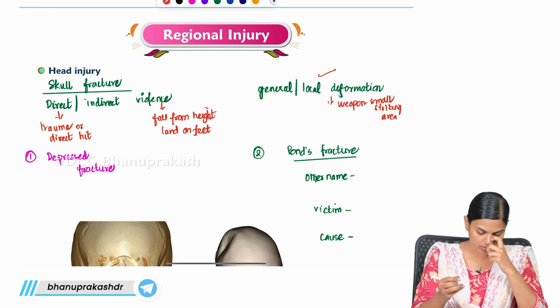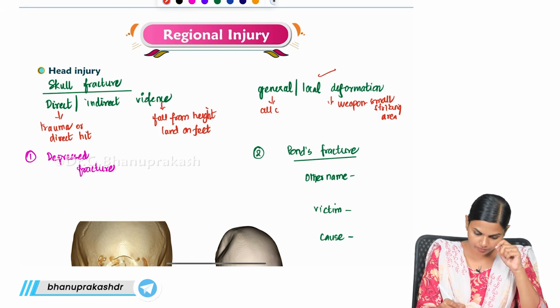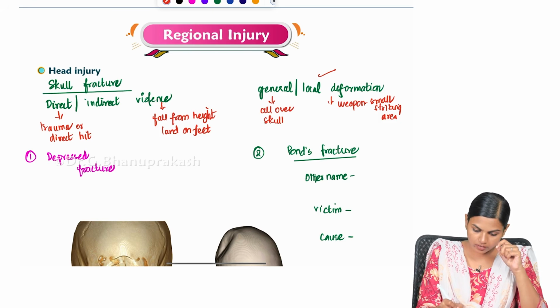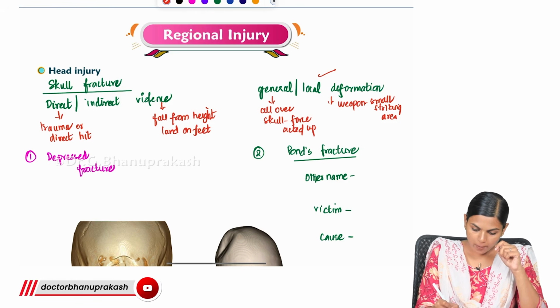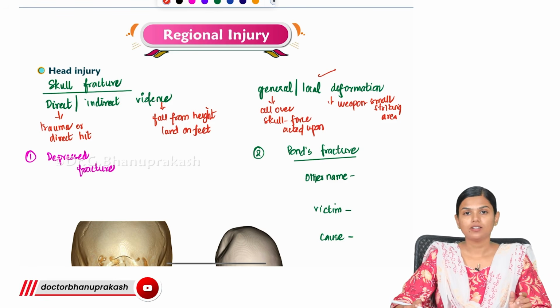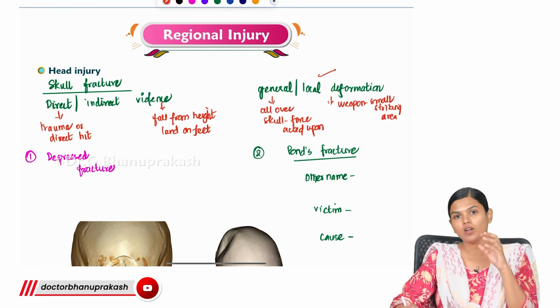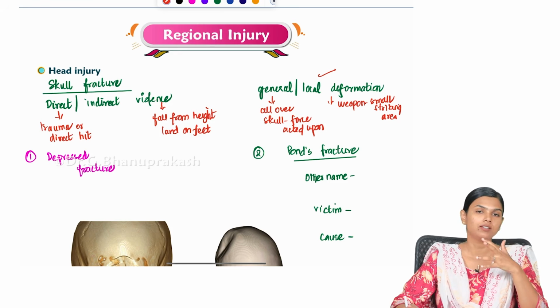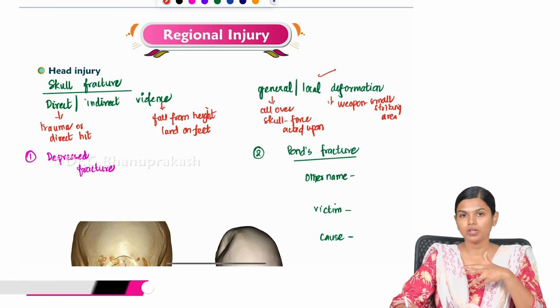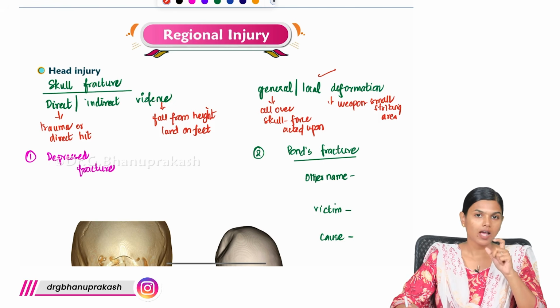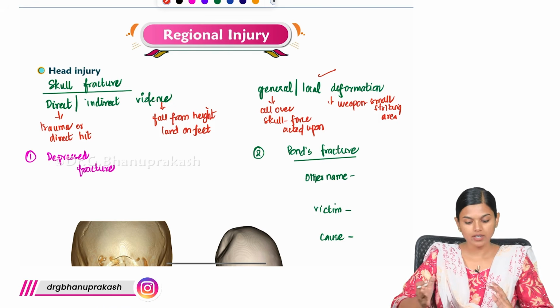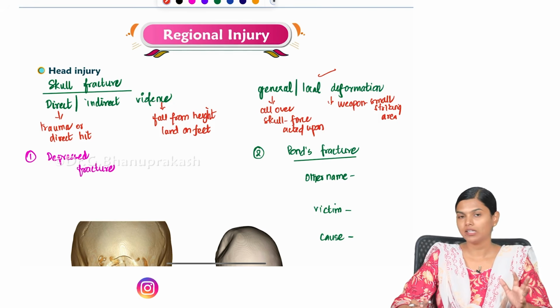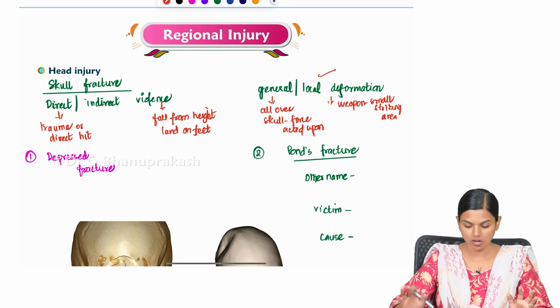Now general deformation is where there was force all over the skull. This is commonly seen in accidents when the head gets under a wheel, so all over the skull there will be impact, right? So your whole skull will get fractured. So this is general deformation against the local deformation, where a weapon with a small striking force attacks the skull. So this is the basic classification of skull fracture. It can be either direct or indirect, or general or local.